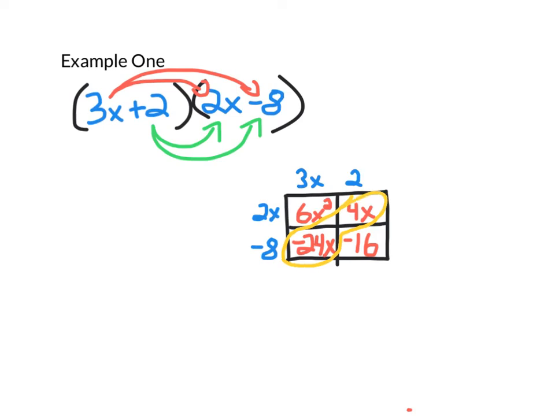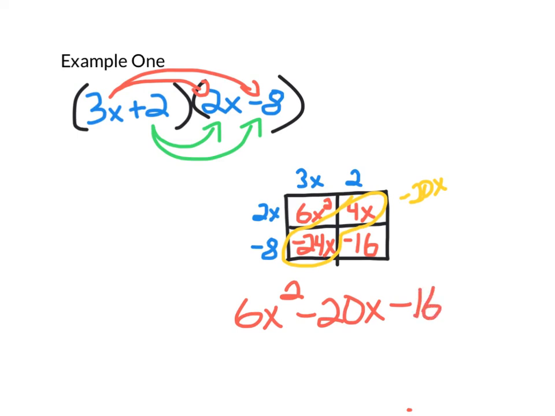And then finally down here, we have this negative 16. All right? So I'm going to combine 4x and negative 24x. When I do that, that's going to be negative 20x. So if you just want to kind of write that down so you can remember, that's negative 20x. That means my final answer is going to be the 6x squared minus 20x, and then finally the minus 16.